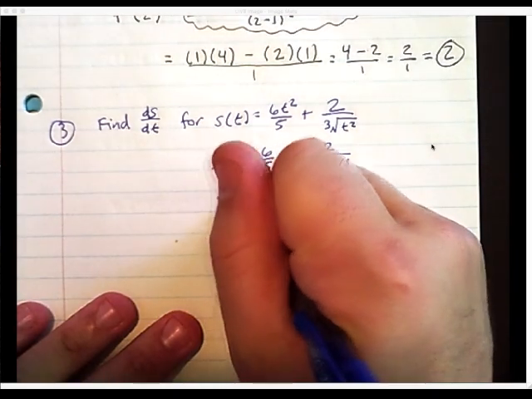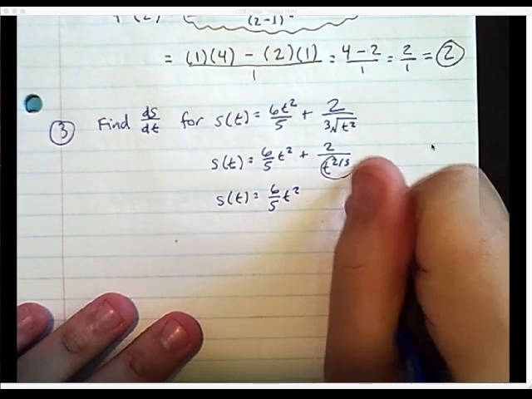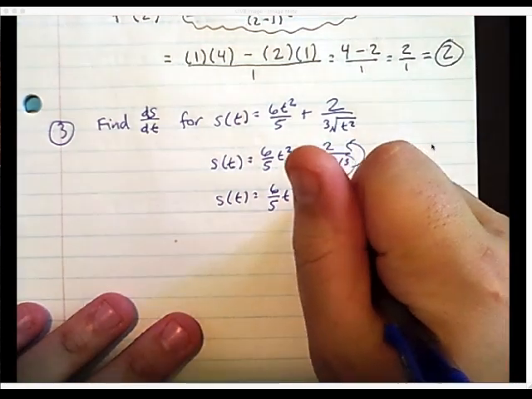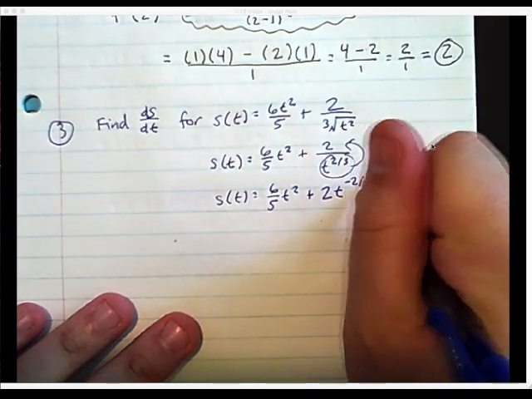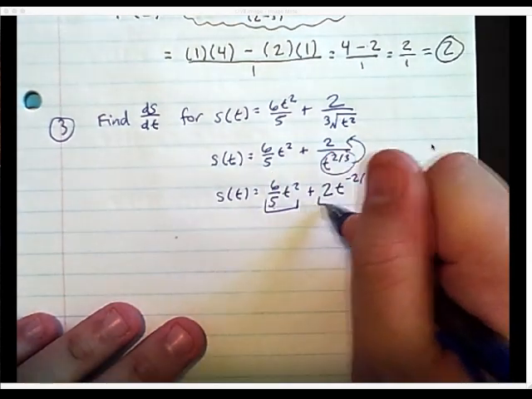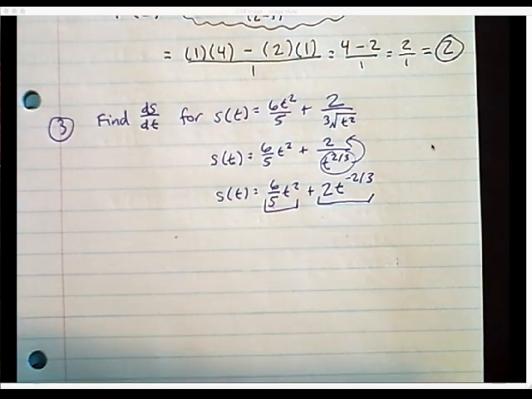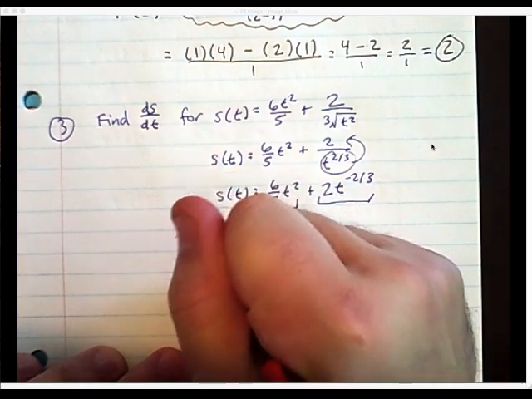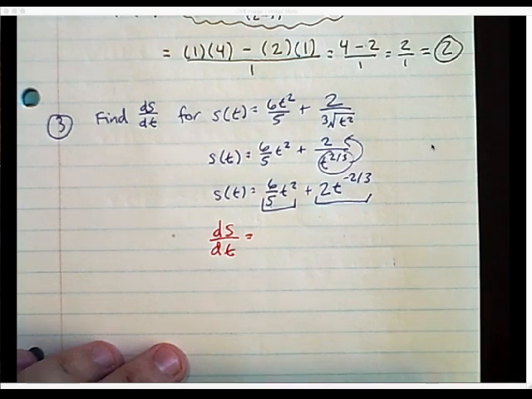Okay, so if I just make it a little bit nicer, I can move this thing up here by turning it into a negative exponent. Plus 2 t to the negative 2/3 power. So here's your function, you just have two terms. And neither one of those two terms is a fraction. You can use basic rules. So when it asks me to find ds dt, that just means the derivative. I'm just going to use my power rules and some of my basic rules.